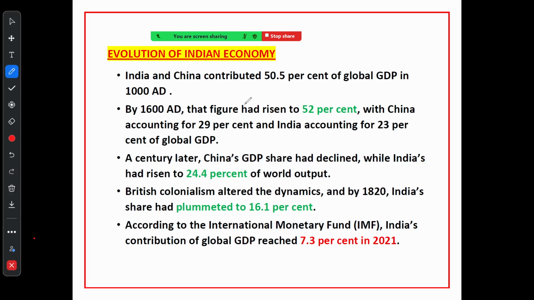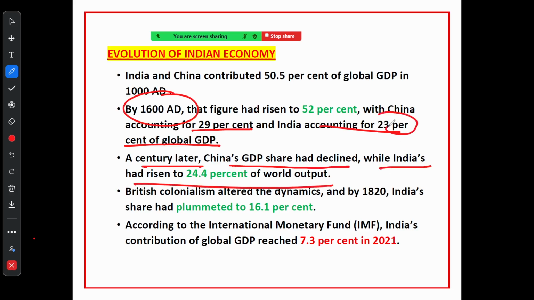This was a time when India was known for its rich trade, skilled craftspeople and advanced agriculture. But fast forward to 1600 AD, India and China were still leading the pack, but the Indian economy was getting even bigger. It was now contributing more to the world wealth than before. You can see India accounting for 23% of global GDP, while China accounted for 29% of the global GDP, right? A century later, China's GDP has declined while India has risen from 23% to almost 24.4%. So it was almost a 1.4% increment.